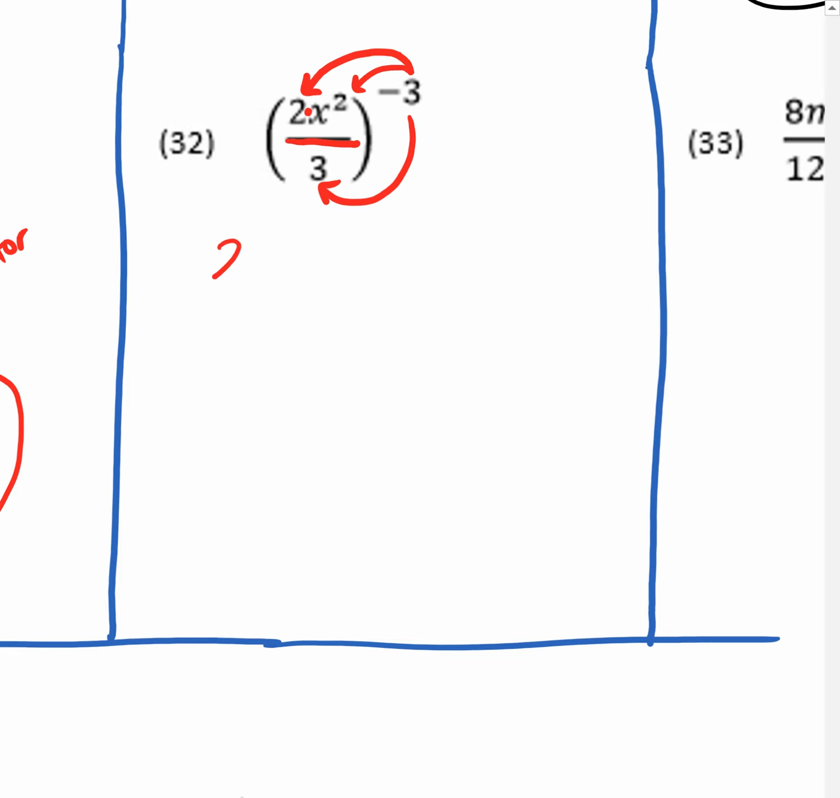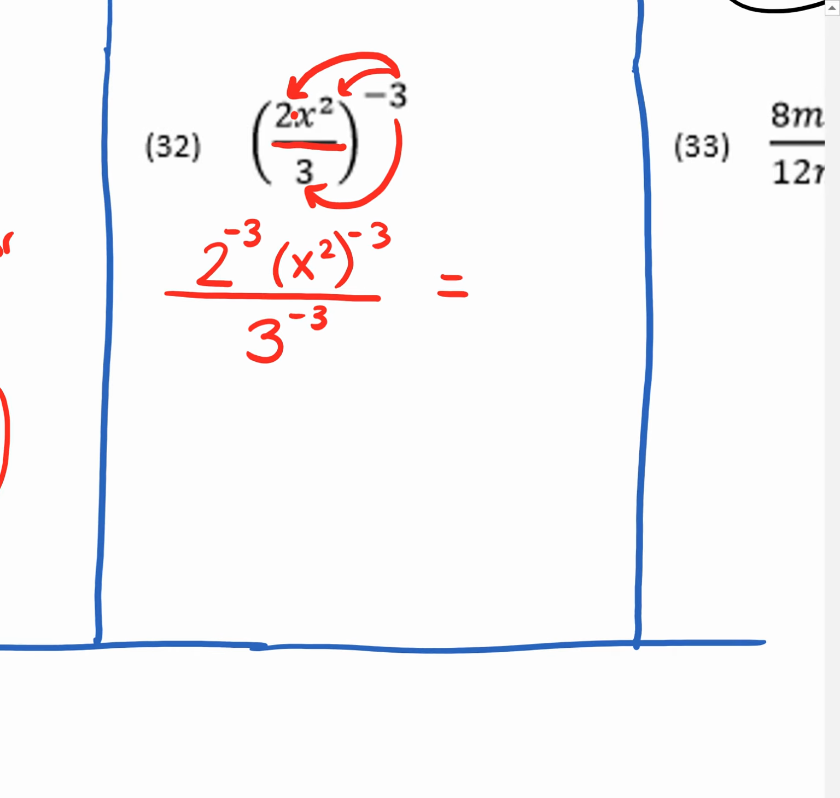So it's 2, that gets a negative 3rd power, the x squared gets a negative 3rd power. And if you want, you can skip that step of writing that. We know by now that you're multiplying powers. So if right there you just wrote x to the negative 6, that'd be fine. And the 3 in the denominator also gets the negative 3rd power. Okay, looks good. So for now I'm going to leave the 2 to the negative 3rd the same, and the 3 to the negative 3rd the same. But the x squared to the negative 3rd, if I multiply those powers, I get negative 6.